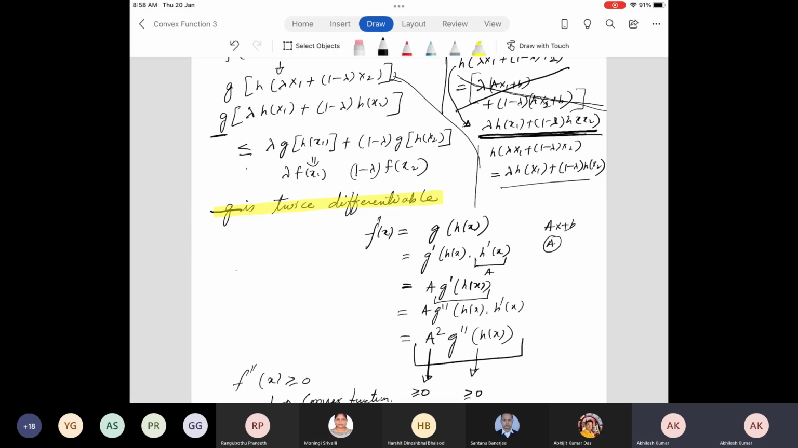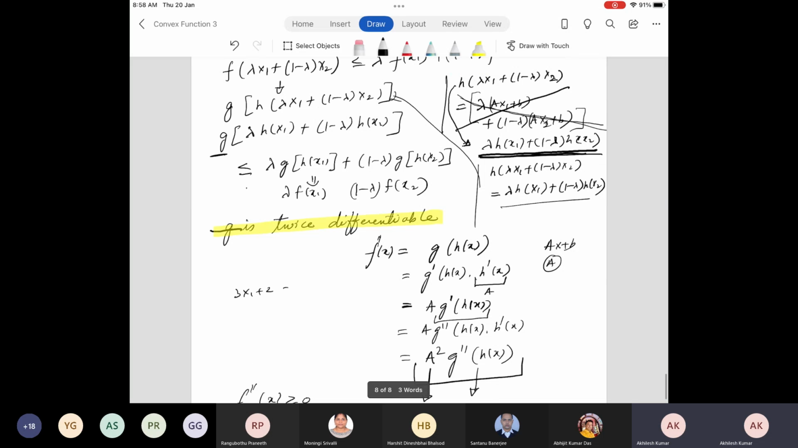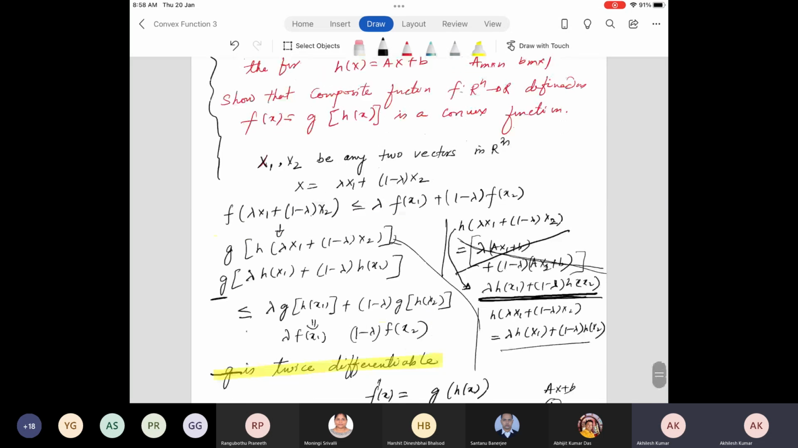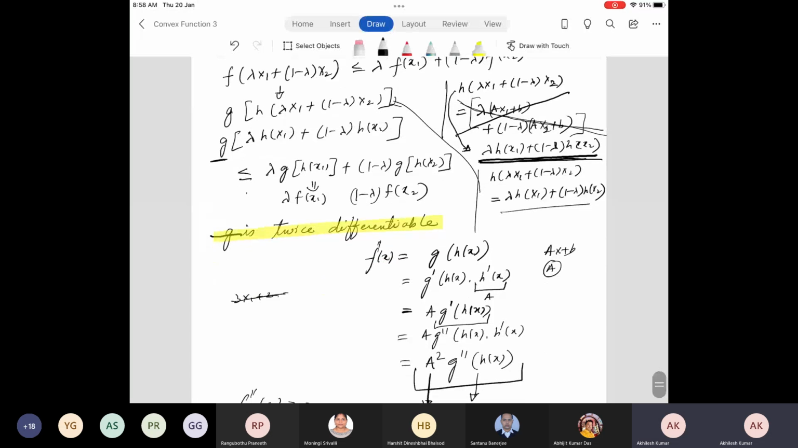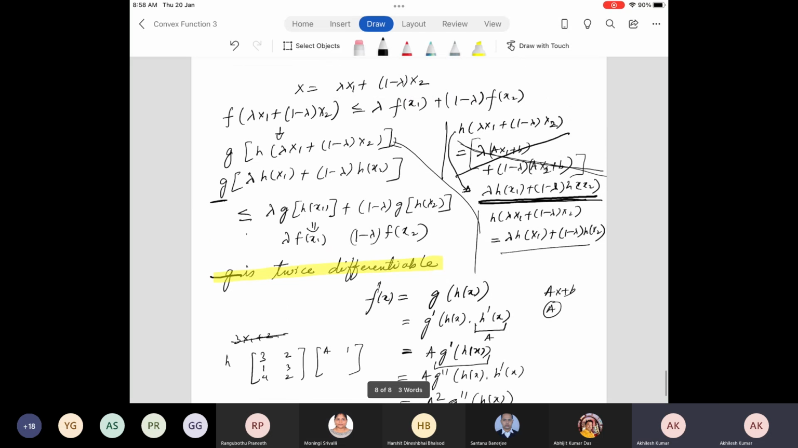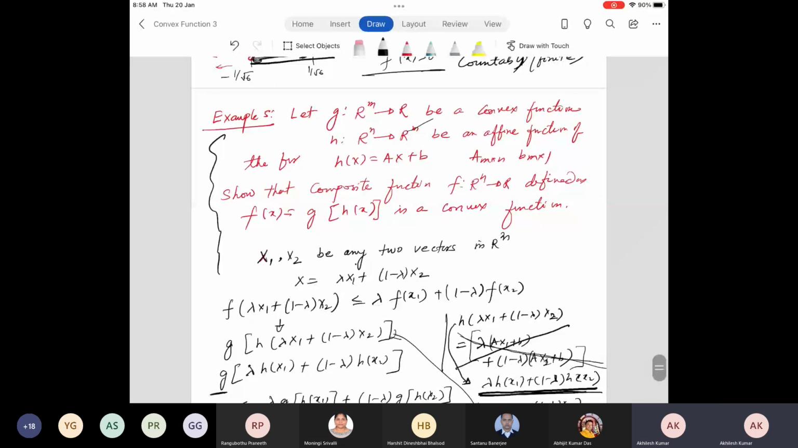Yes, sir. Ax plus b is given, you set of 3x1 plus 2, 3ax1 plus b equals to some. This is the kind of functions we are getting. Okay. So it should hold, even if it was not a vector. I would have said R into R. That was fine.